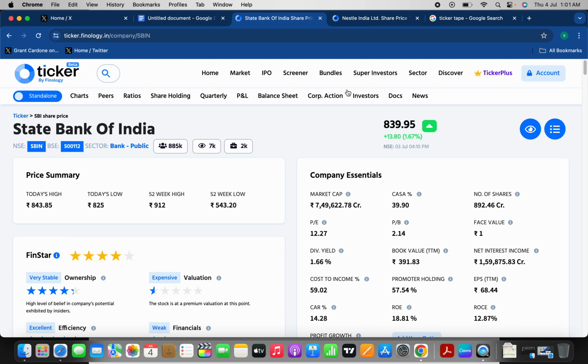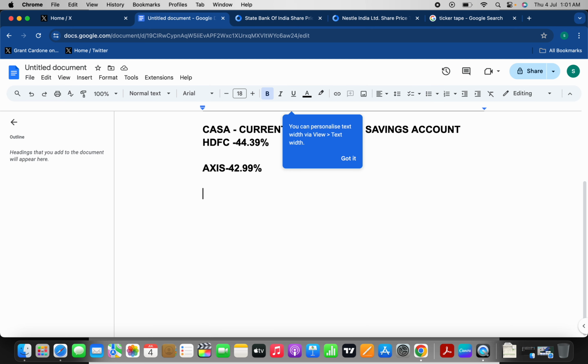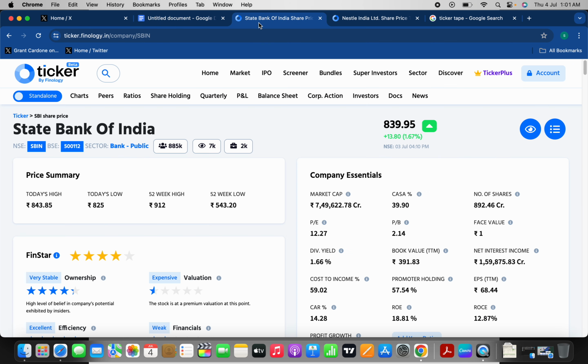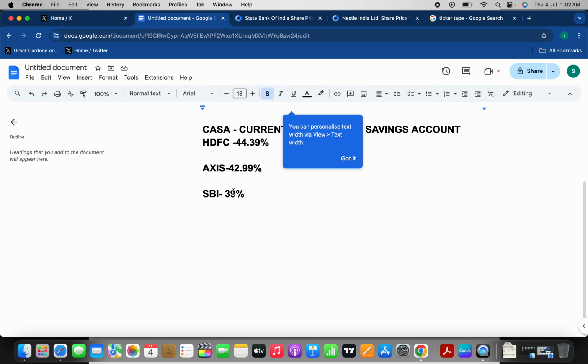Just observe the CASA percentage of SBI. SBI is around 39%. राइट? SBI कितना परसेंट के आजू बाजू में है? 39.90. OK, 39.90. This is the banking percentage of SBI.